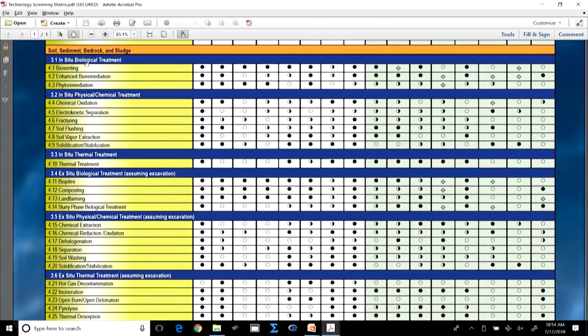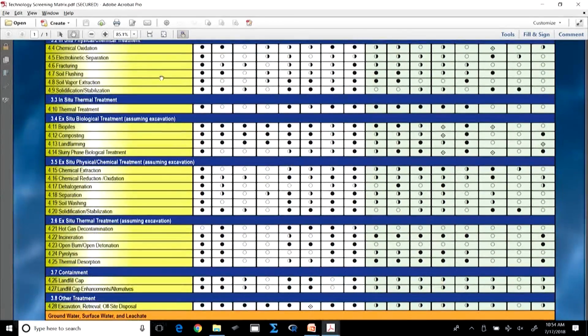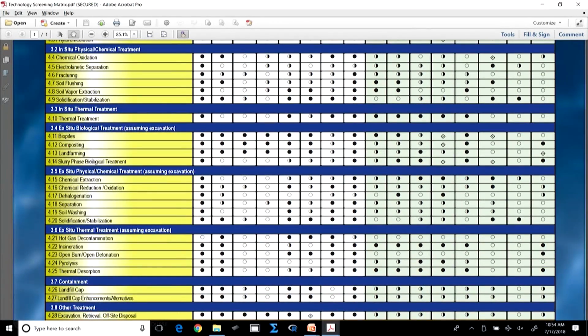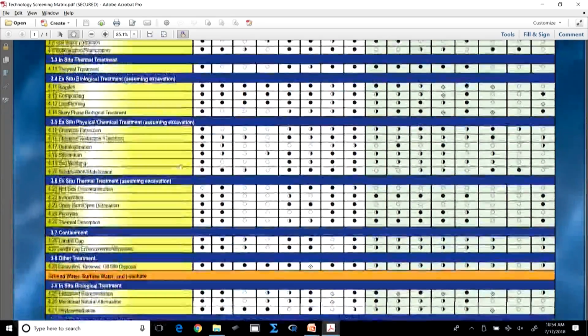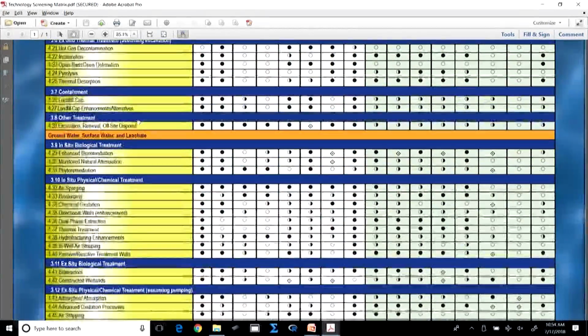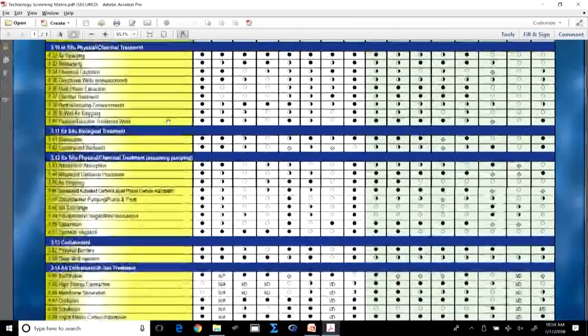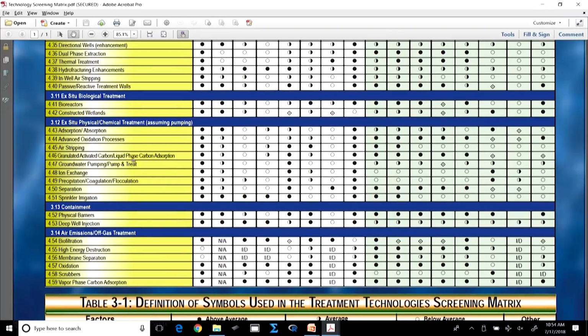As we discussed earlier, or briefly looked at, we have biological treatments and different classifications between in situ and ex situ treatments for both the biological and physical and chemical treatment. For physical and chemical, we have chemical oxidation, electrokinetic separation, fracturing, soil flushing, soil vapor extraction. These are all aspects we are going to discuss in great technical detail, solidification, stabilization, and so on. So we have different such aspects here. Again ex situ physical treatment and so on.